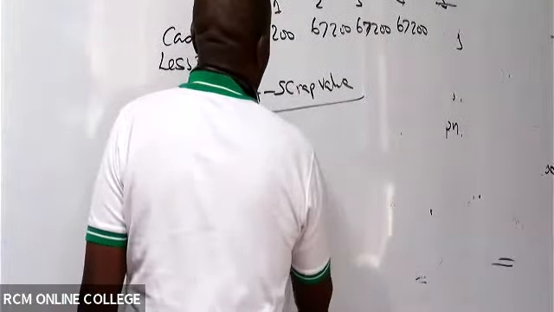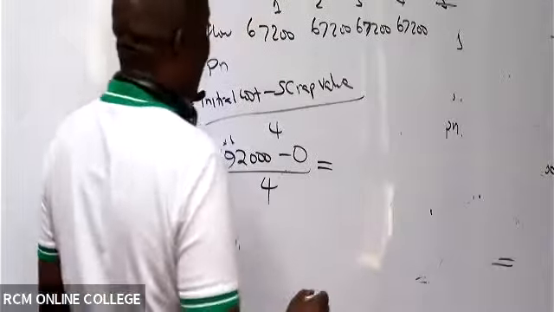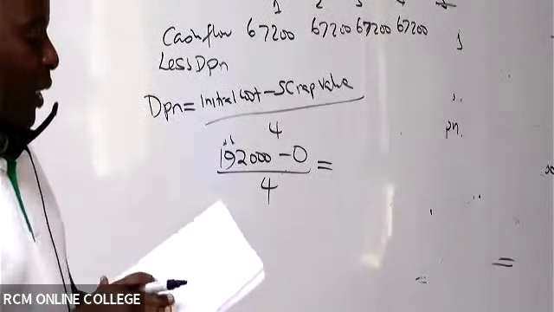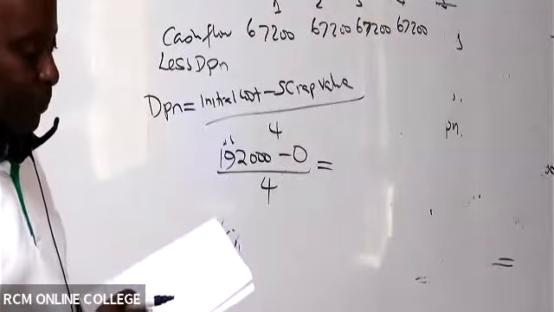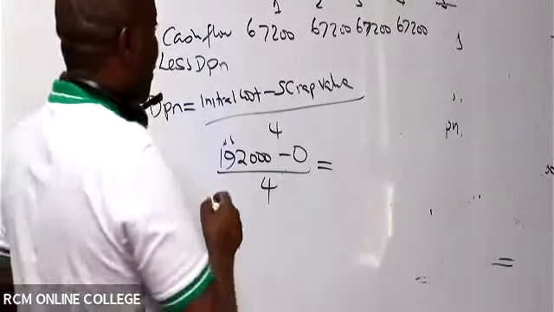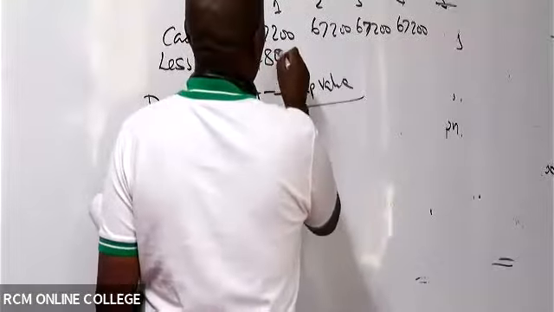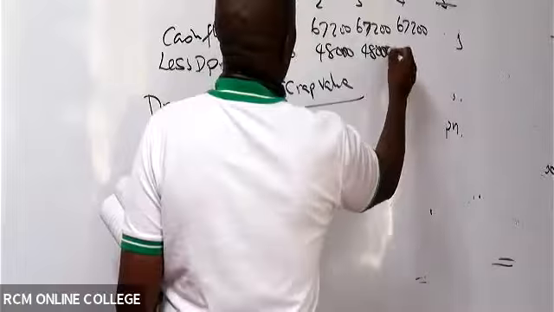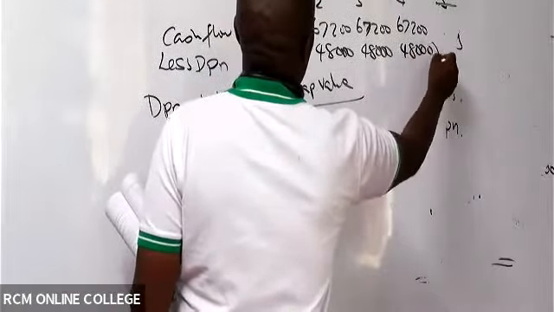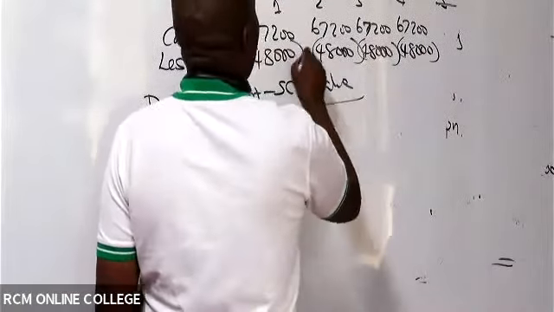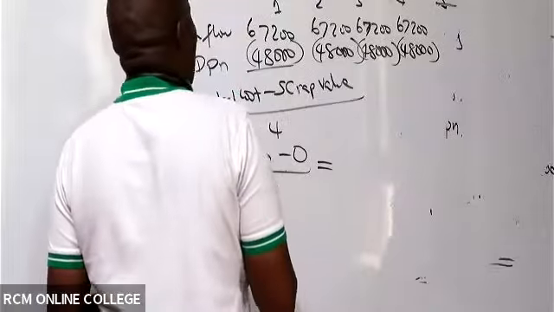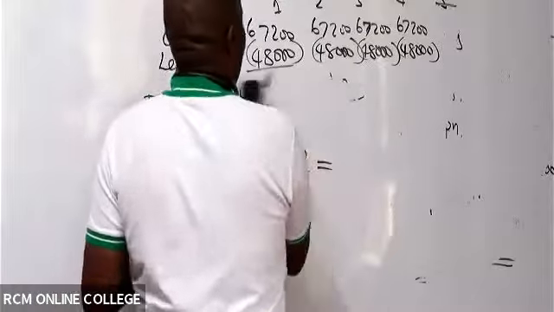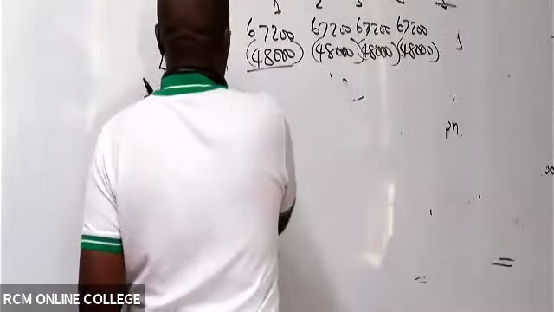So divided by 4, at the end of the day we shall end up getting what figure? 48K, isn't it? So we have here 48,000, 48,000, 48,000. Then you come here and deduct this for you to be able to give us our profit.